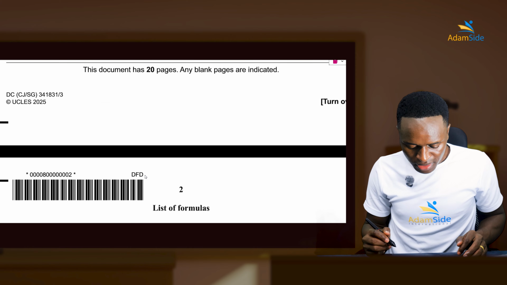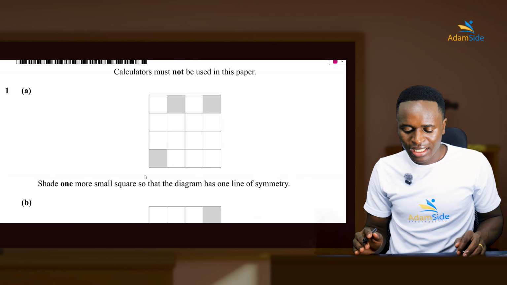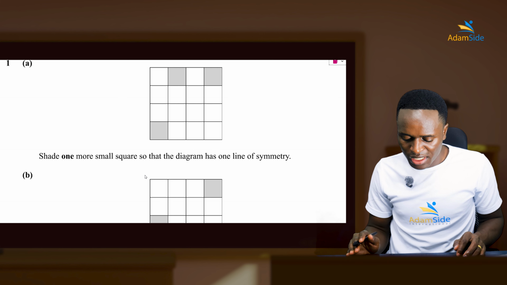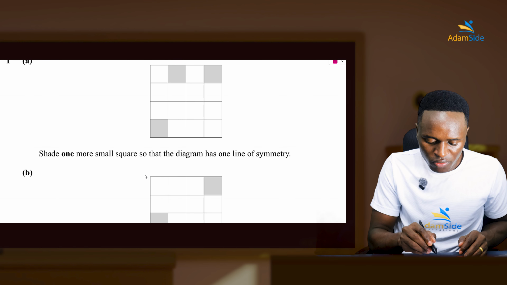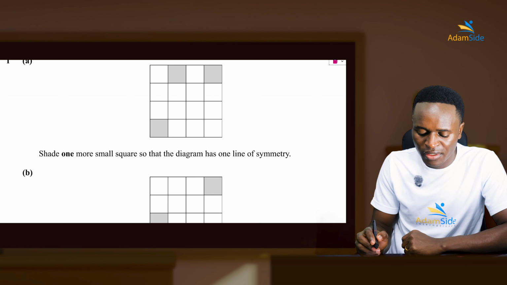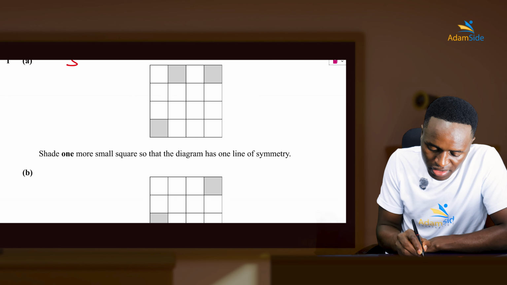Thank you. Question number one. Calculator must not be used in this paper. Shade one or more small squares so that the diagram has one line of symmetry. We have to identify the unit. Here it's line of symmetry, so we're talking about similarity of shapes. So this is the unit of similar shapes.